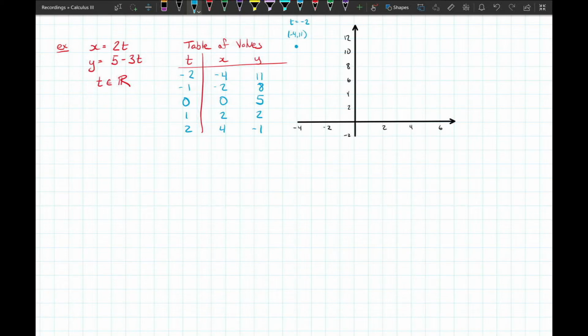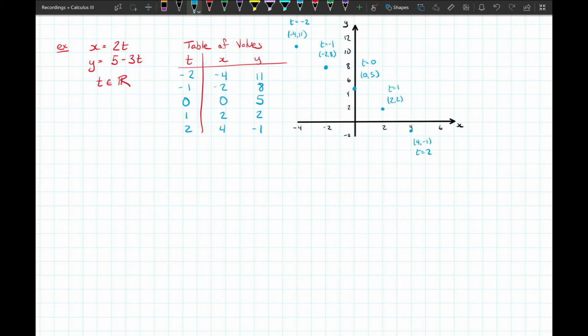Moving to t equals -1, we get -2 comma 8. And when t equals 0, we have x equals 0, y equals 5. And that would give us our y-intercept. Now you can start to see a little bit of shape already here. This looks like a straight line so far, which may not be surprising since the relationship between x and t and the relationship between y and t are both linear.